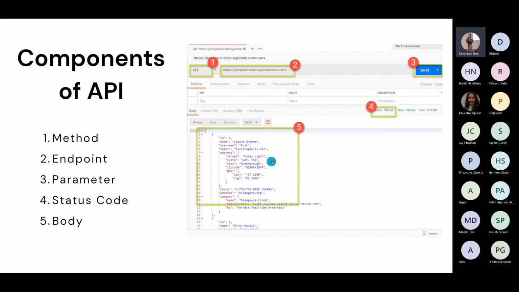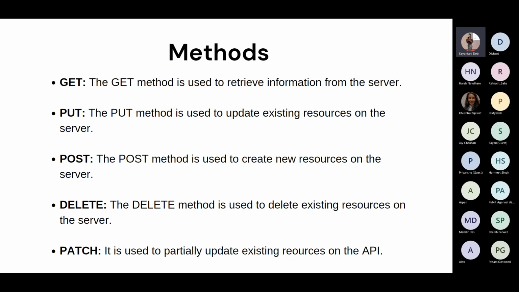Heading over to body, you can see it's a XML or plain text format. So it is a body of a request or response which contains the data being sent between the client and the API. Enough about components. Let's head over to methods.